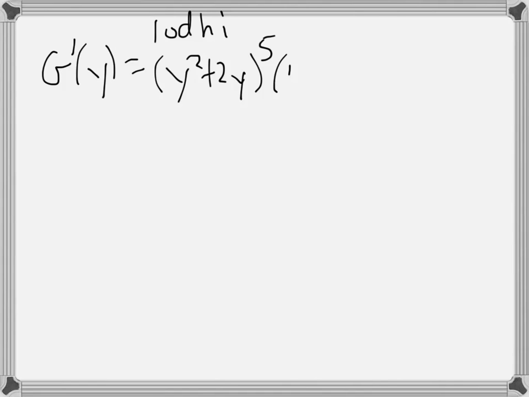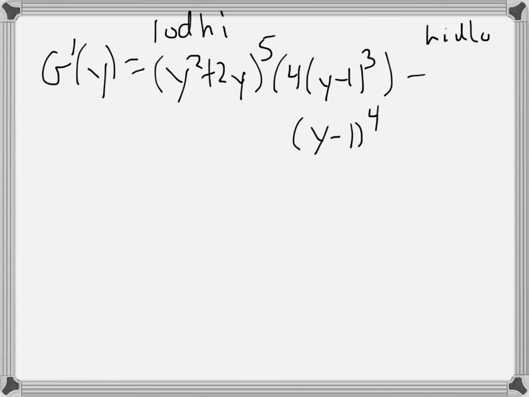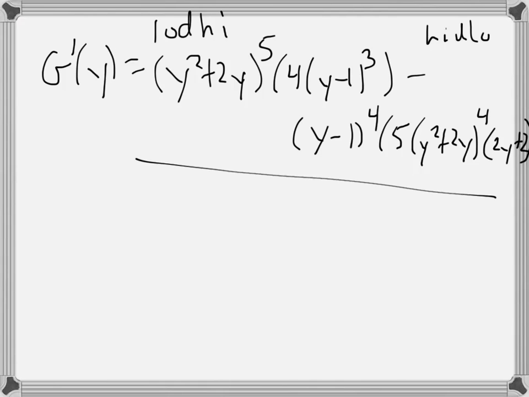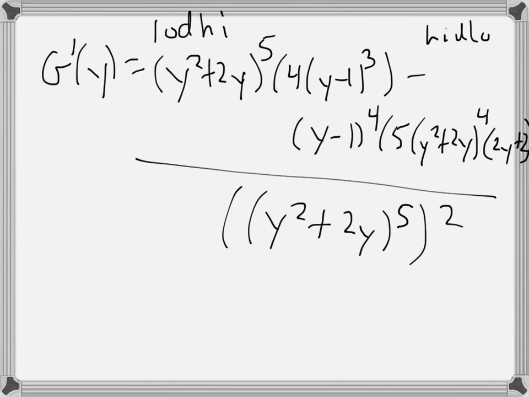Okay, to take g prime of y, it's going to be low d high. The low is y squared plus 2y to the fifth, and then the derivative of the high is 4 times y minus 1 cubed. That's going to be minus high d low, which I'll write underneath here. The high is y minus 1 to the fourth, and then the derivative of the low was 5 times y squared plus 2y to the fourth, times 2y plus 2. All of that is over low squared, so it's y squared plus 2y to the fifth, and then that's squared. And that is your final answer. That probably simplifies, but that answer is fine how it is.